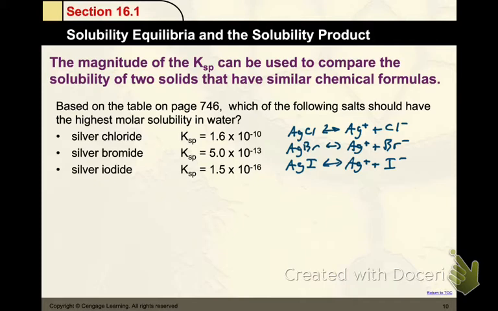So they're going to be very comparable to one another as far as how they dissolve. So then you can just look at the Ksp values. Which one is the highest Ksp value? That one is going to have the highest molar solubility in water. So highest Ksp, highest molar solubility. That's pretty much all there is.